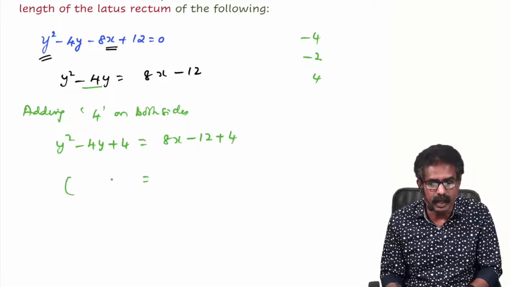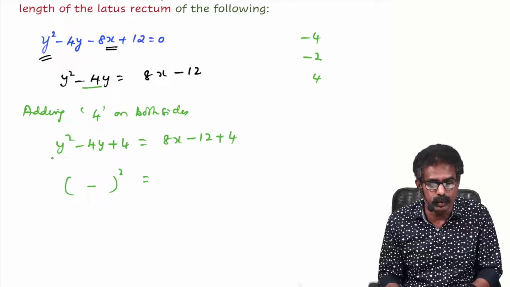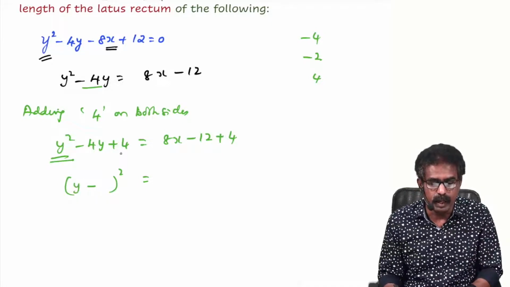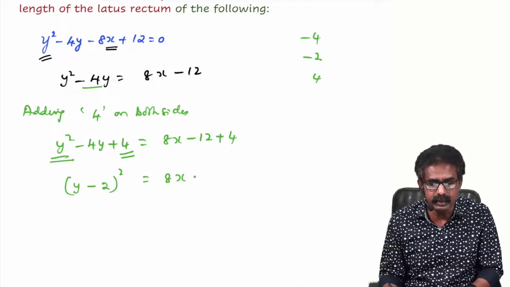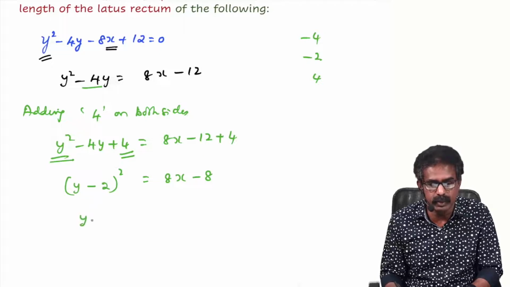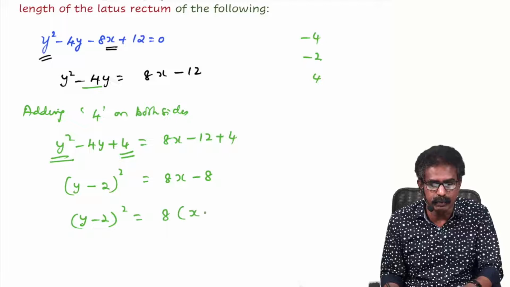Left side is something squared. In between, minus is there. So (a minus b) the whole square. Square root of y square is y. Square root of 4 is 2. Right side you are getting 8x minus 8. So (y minus 2) the whole square equal to, taking 8 outside, you will get x minus 1.